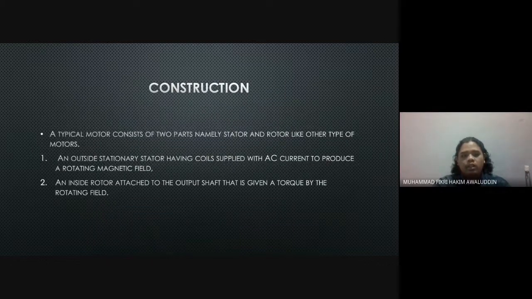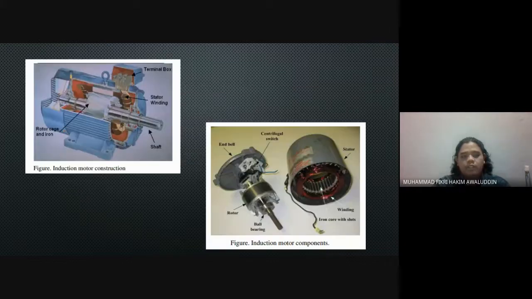Construction. A typical motor consists of two parts, namely the stator and rotor, like other types of motor. The outside stationary stator has coils supplied with AC current to produce a rotating magnetic field. The inside rotor is attached to the output shaft and given torque by the rotating field. This is the figure of the induction motor construction.